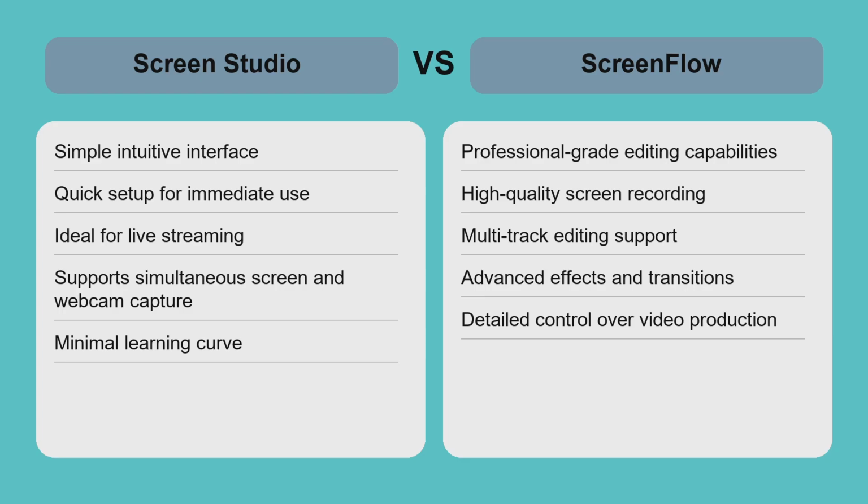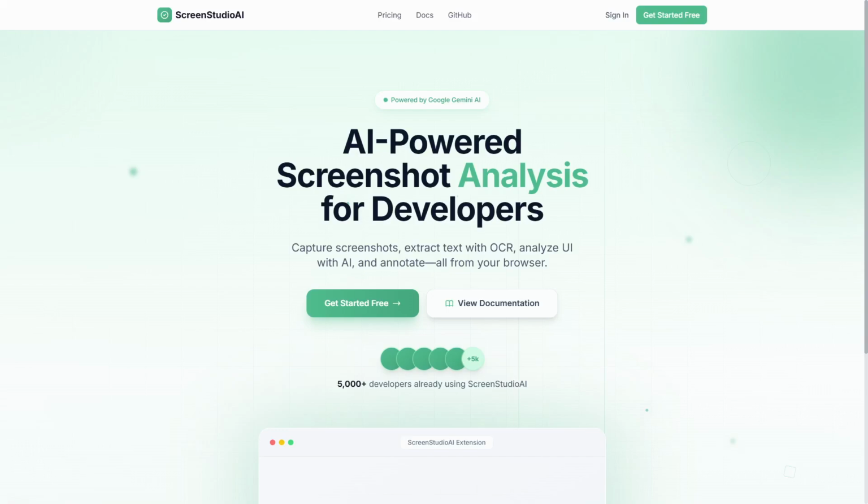For example, a gamer streaming live would benefit from Screen Studio's ease and streaming integration, while a marketing professional producing polished tutorial videos would prefer ScreenFlow's editing capabilities. Both support screen and webcam capture, but ScreenFlow's multi-track timeline and effects provide greater creative flexibility. Choosing between them depends on whether speed in streaming or detailed editing and high production value are your priorities.